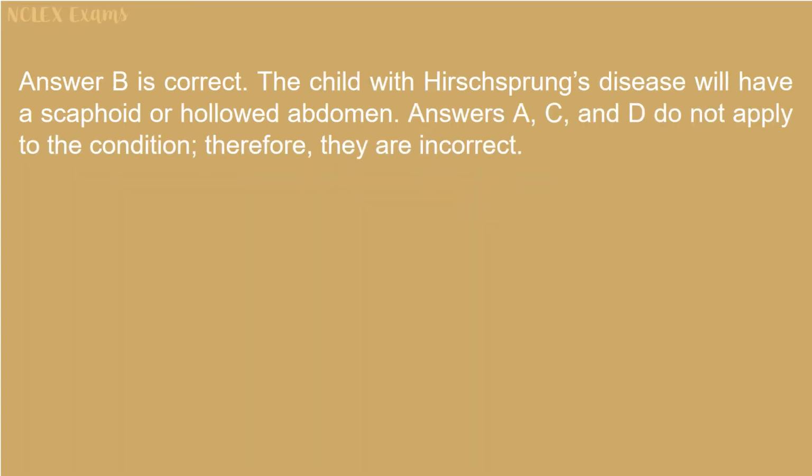Answer B is correct. The child with Hirschsprung's disease will have a scaphoid or hollowed abdomen. Answers A, C, and D do not apply to the condition, therefore, they are incorrect.